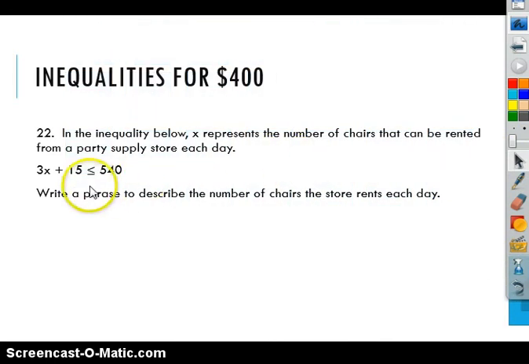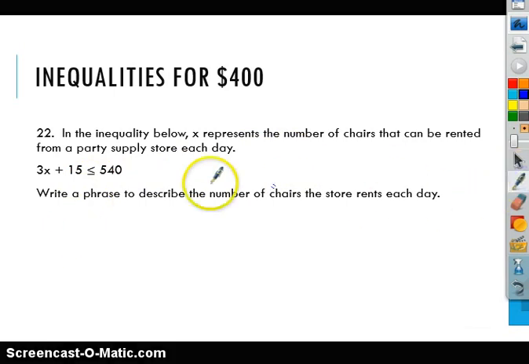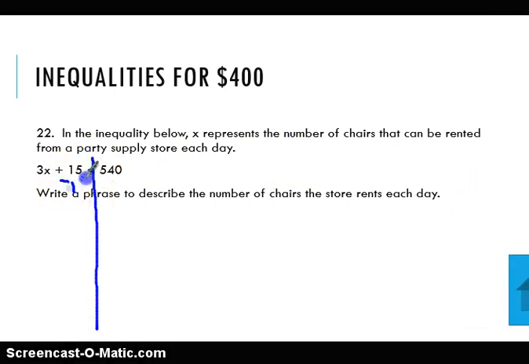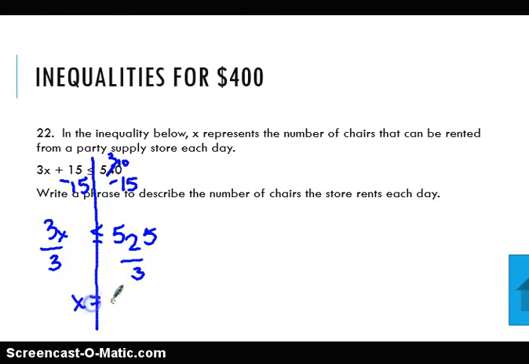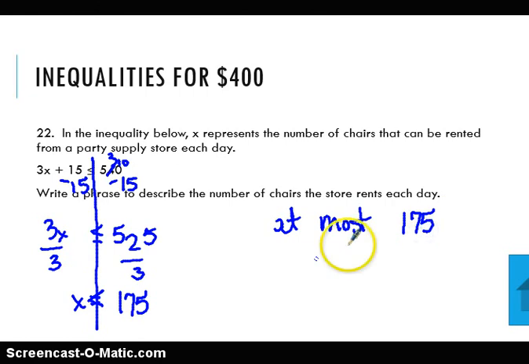Inequalities for 400. Write a phrase to describe the number of chairs the store rents each day. So we've got to solve it. Subtract 15 from both sides. 3x is less than or equal to, 10 minus 5 is 5, 3 minus 1 is 2, and that's 5. Divide by 3, and x is less than or equal to 175. So you could say at most they rent 175, or they rent less than 175 chairs per day, something like that.